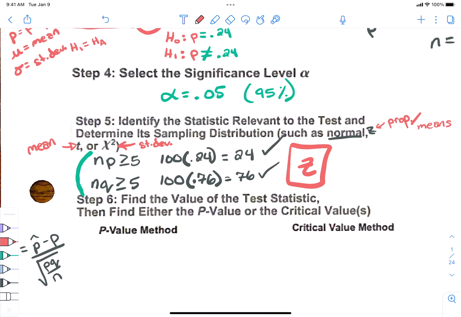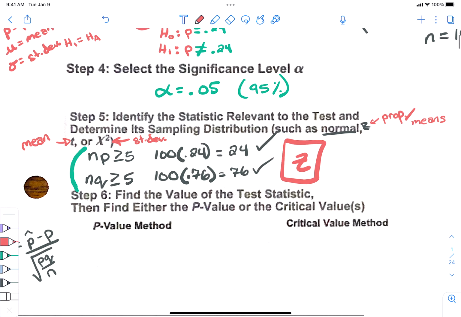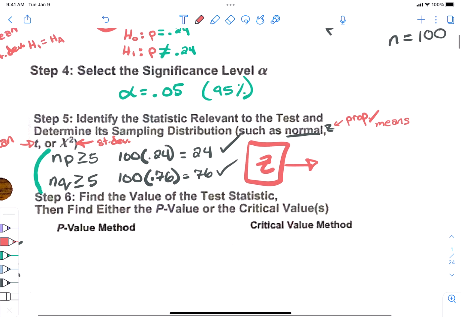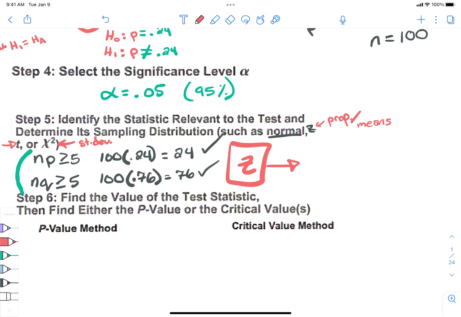Okay, let's do this real quick. We know that we're going to use Z, and we know the level of significance is 0.05, or 95%. What is the Z for 95%? If you look at your chart, I think it's 1.96 for 95. Is it 1.96 for Z?